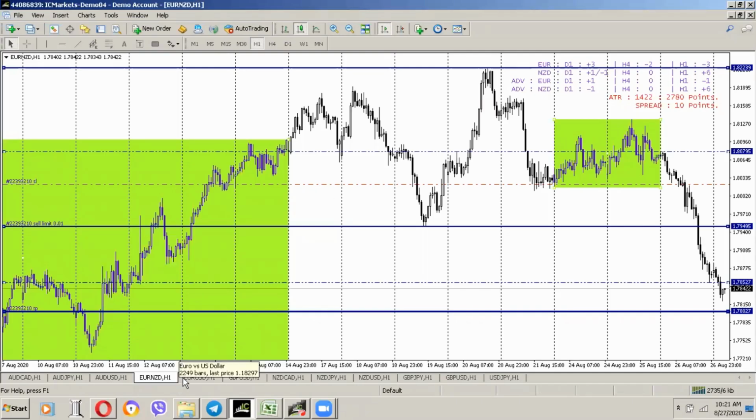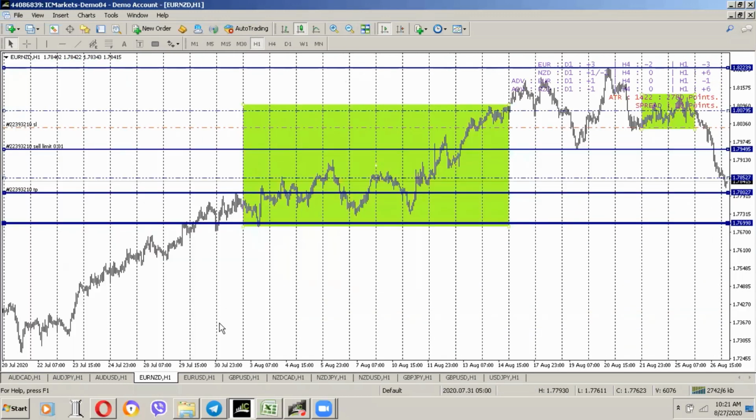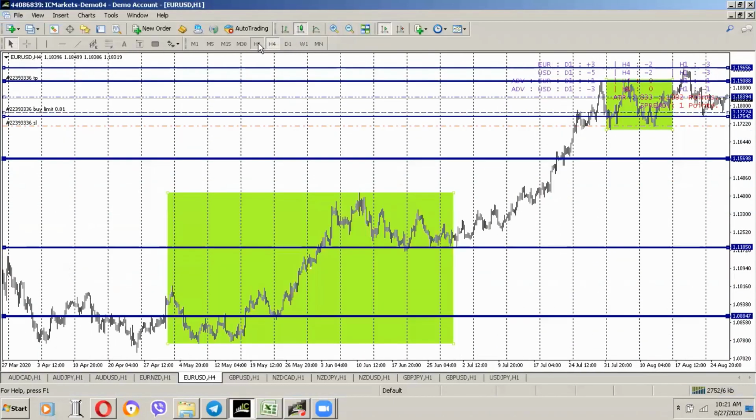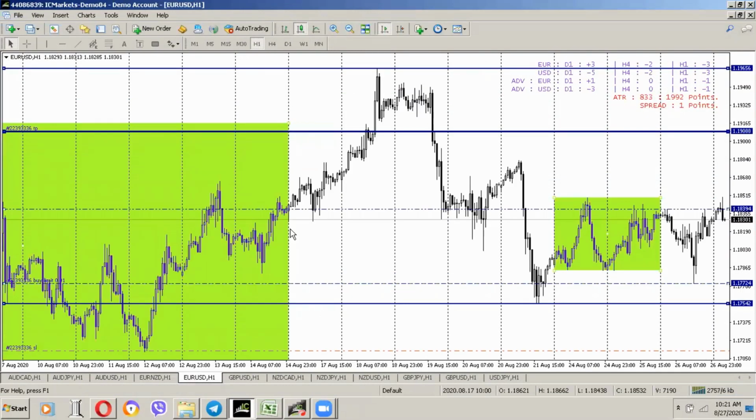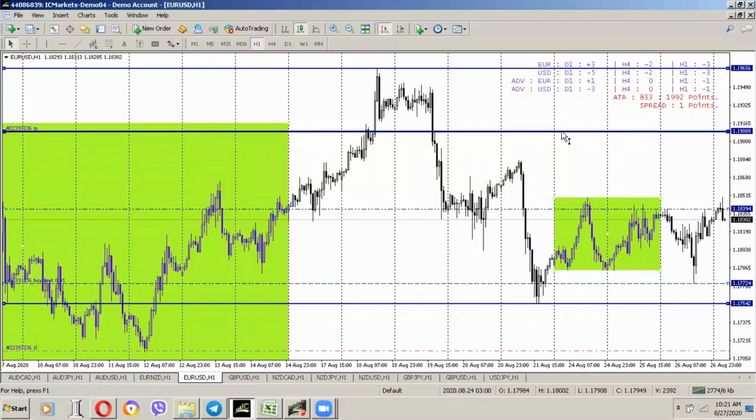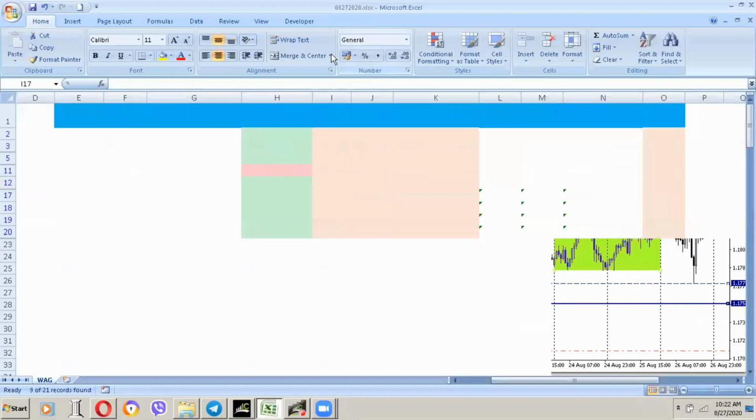Next, we have your USD. For the market structure, for me, this is ranging. Next is your USD. For your USD, buy bias din siya. This is good for pullback play din. So dito yung entry ko. So we have 60 and 135. Current distance from entry, we have around 55. ATR per hour, we have 83.3. For the market structure, this is ranging din.